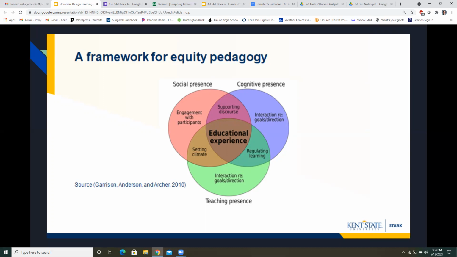And then supporting the discourse and the sharing of information can be in the intersection of social presence and the cognitive presence. The regulated learning, some of the examples that Ashley was showing, can be in the intersection of teaching presence and the cognitive presence because you are aware of what the needs are. And then setting a climate in the classroom that is inclusive is in the intersection of social presence and teaching presence. So just being aware of these presences and learning a little bit more about them would go a long way to arrive at that optimal educational experience for our students.